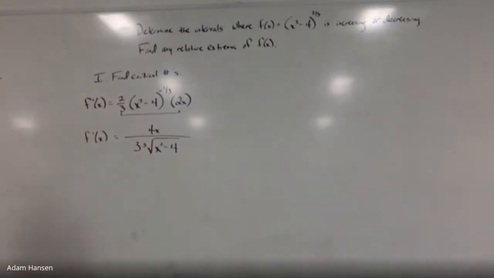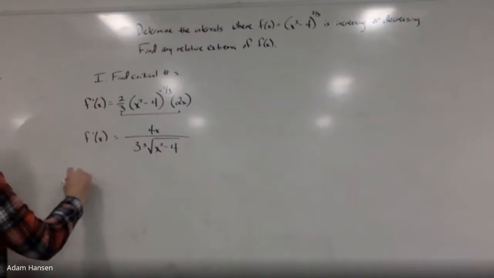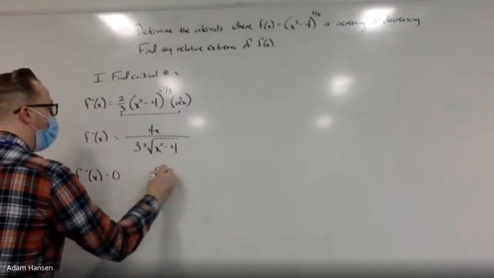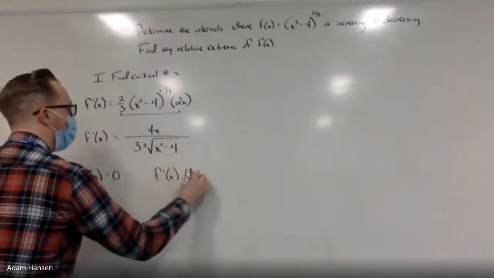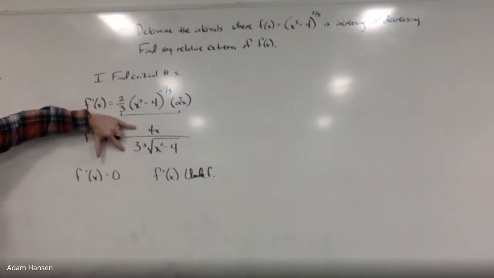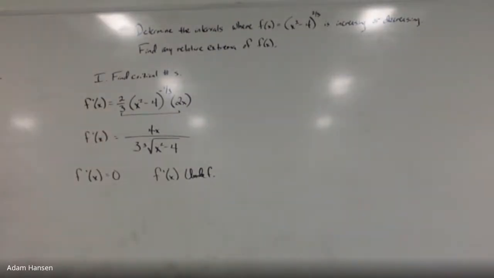All right, critical numbers. There are two ways to have a critical number: where f prime of x is equal to 0, or where f prime of x is undefined. When I have a rational function, I'm going to set either the top or bottom to 0 to find these two types of things.